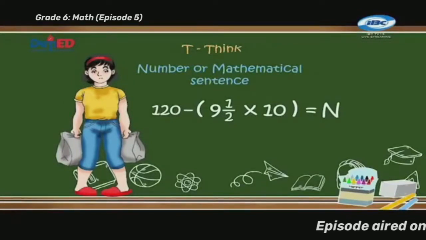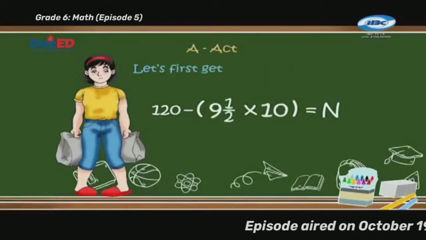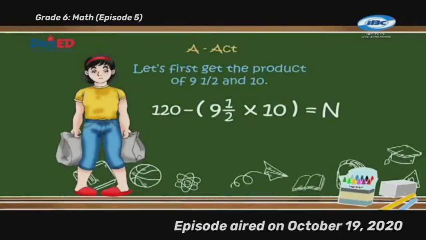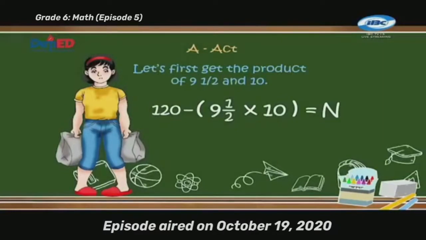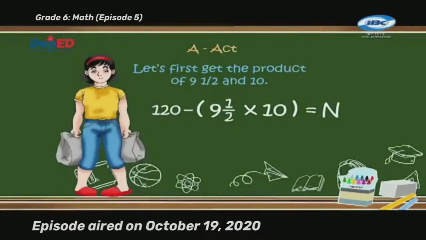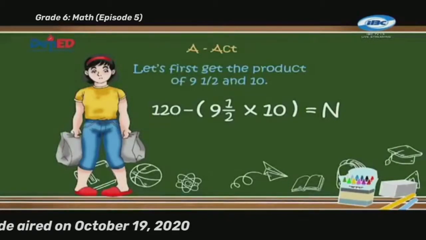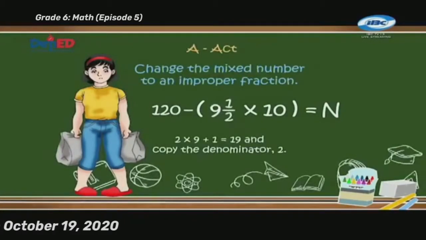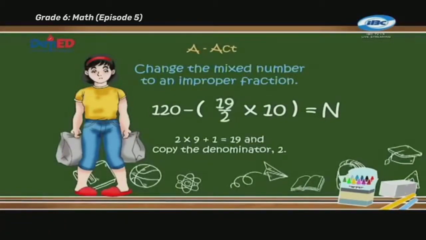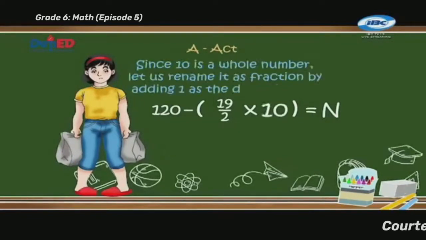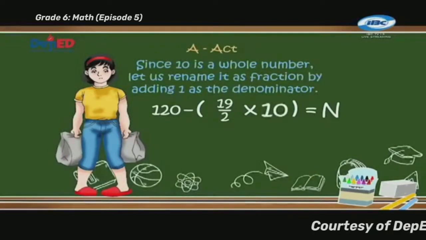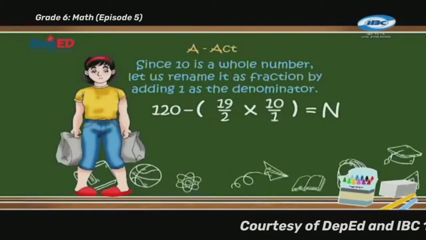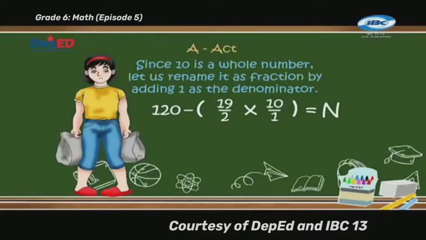By following the order of operations, let's first get the product of 9.5 and 10. Again, let us remember how we multiply mixed number by whole number. First, change the mixed number to an improper fraction. 2 times 9 plus 1 equals 19. And copy the denominator 2. We have 19 halves. Since 10 is a whole number, let us rename it as a fraction by adding 1 as the denominator. We have 10 over 1.